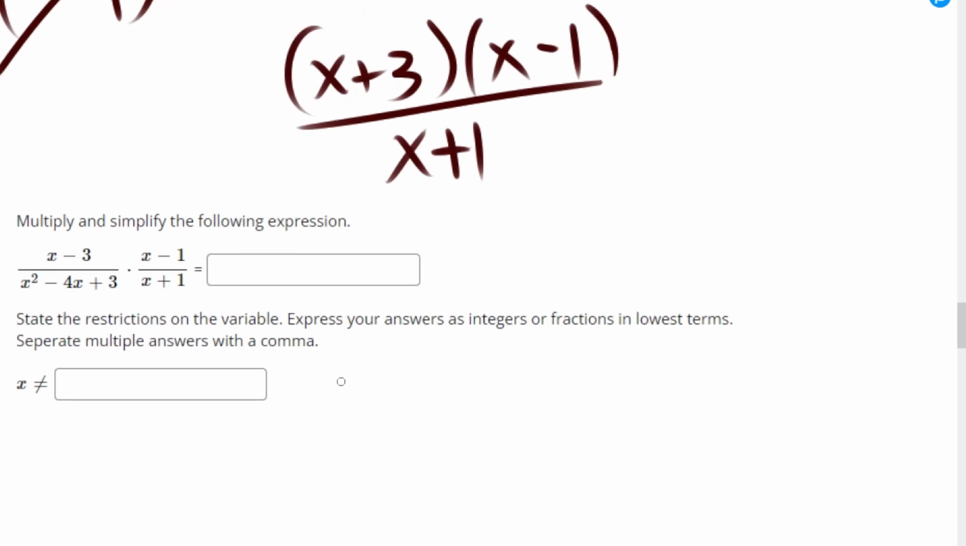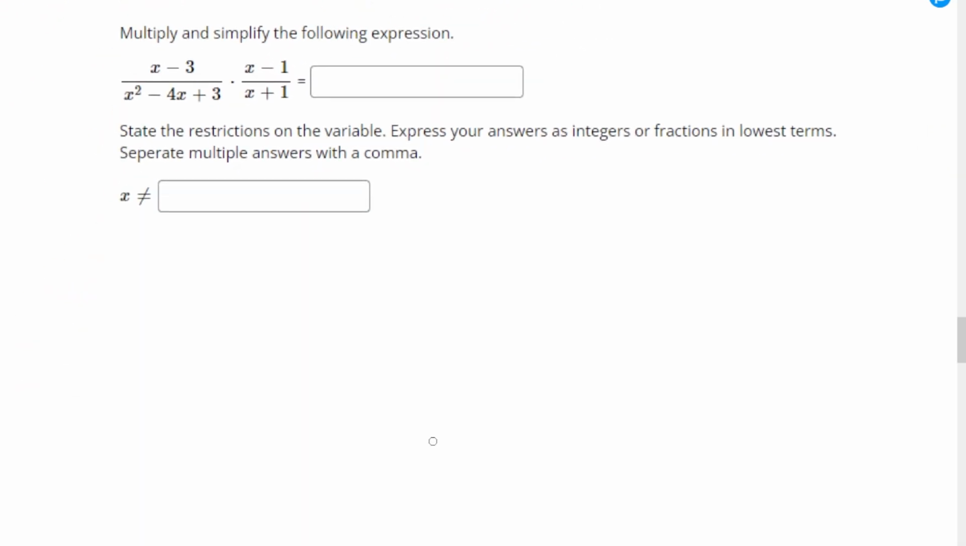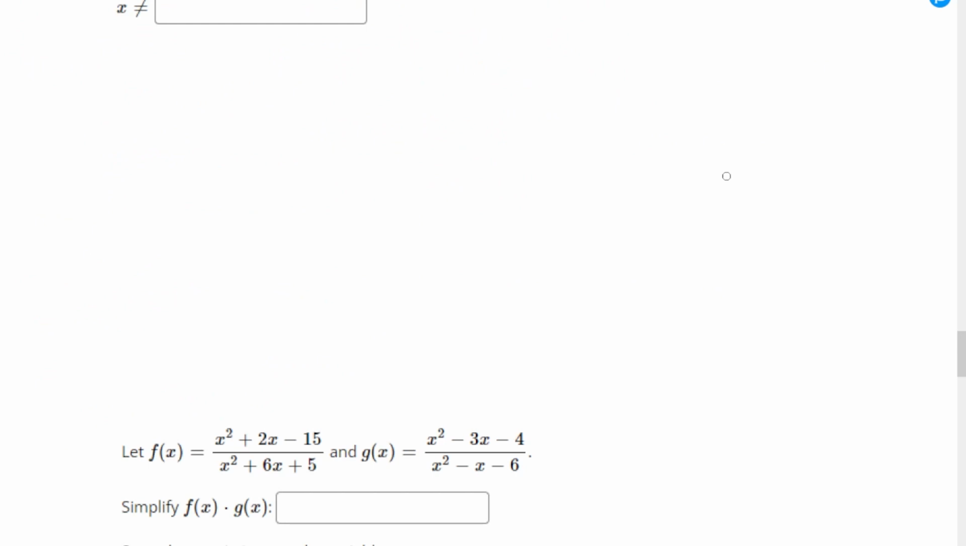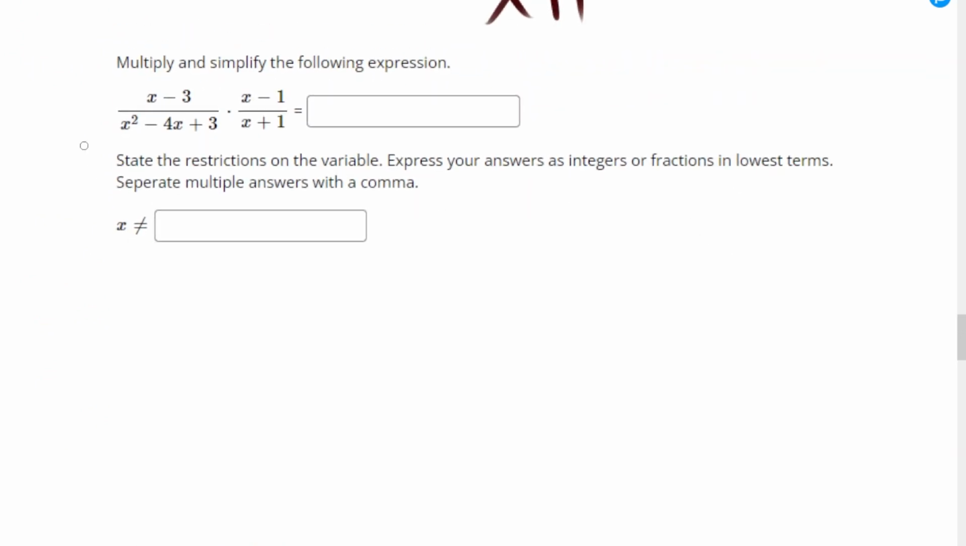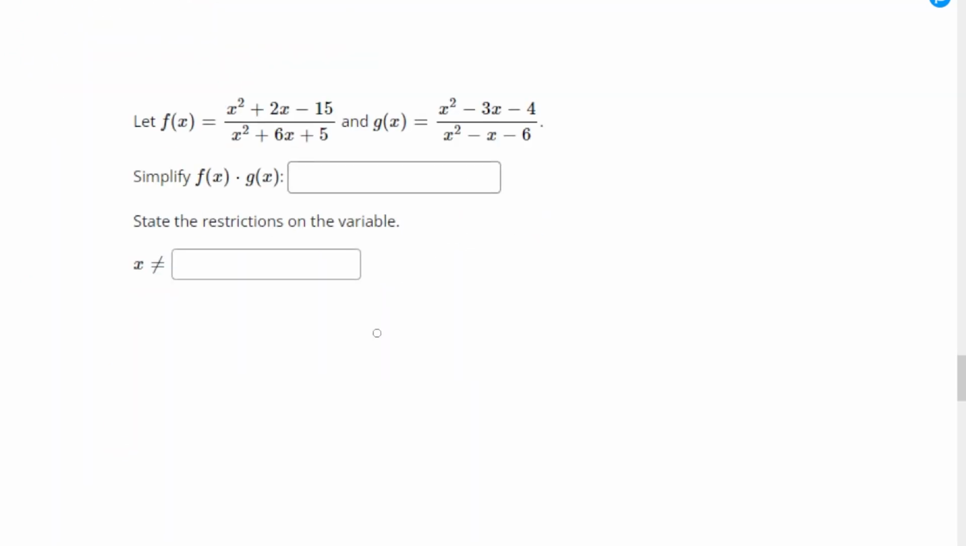So I recommend practicing. This one says multiply and simplify the following expression. Let me see. I'm going to skip this one and move on to one of the harder ones, just for the sake of time. I accidentally stopped recording on my video, so I'm back. I don't remember what my last words were, but basically I'm moving on to a harder one.